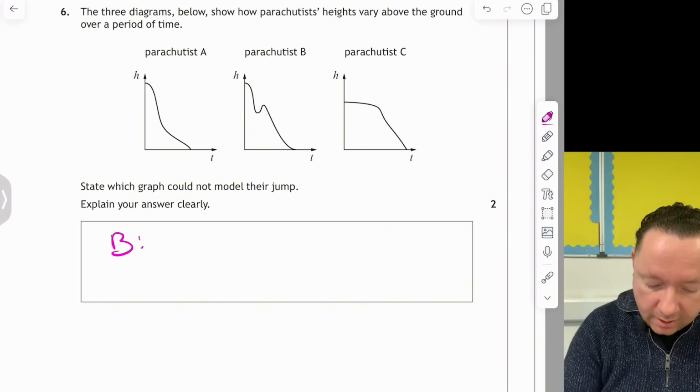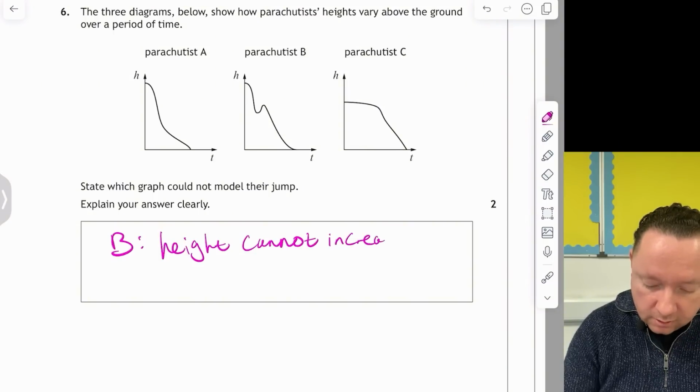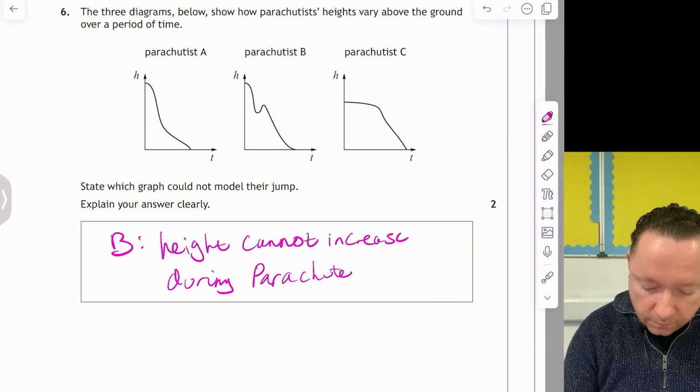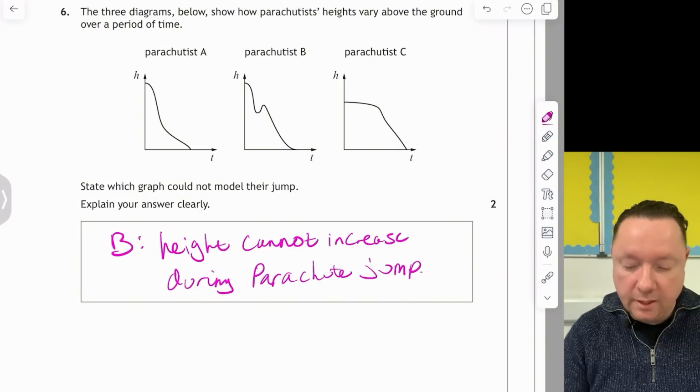B, height cannot increase during a parachute jump. And we're done there.